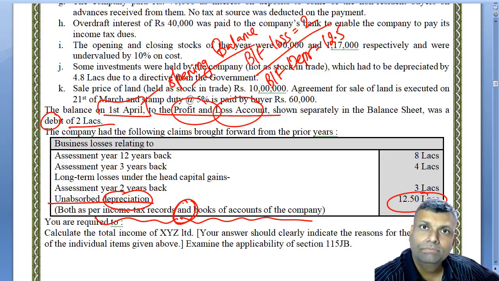Is that okay? Now, I am again a little bit confused. Say, for example, I am having this particular figure brought forward depreciation separately 12.5 and brought forward losses as P&L appropriation opening balance rupees 2 lakhs. So, is this breakup arrived at correctly?